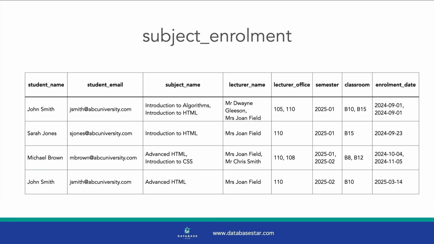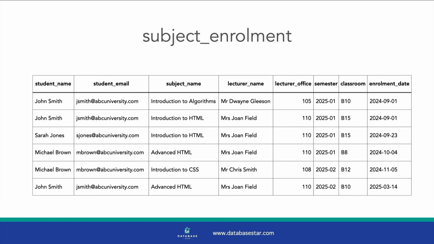The subject name column for the first row, John Smith, has 2 subjects in it. A row must only represent one piece of information, but there are 2 here. This does not meet first normal form, and this is something we need to fix. We can say the same thing for the other columns of lecturer name, lecturer office, semester, classroom, and enrollment date. So how can we fix this? We can adjust our table like this.